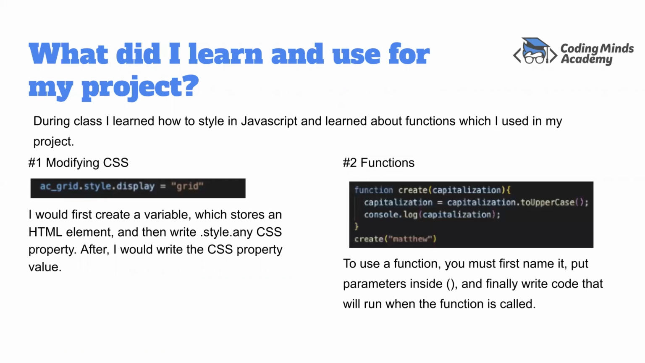My second code example is about functions. To use a function, you must first name it, put parameters inside, and finally write code that will run when the function is called. And you can see that in the function here.